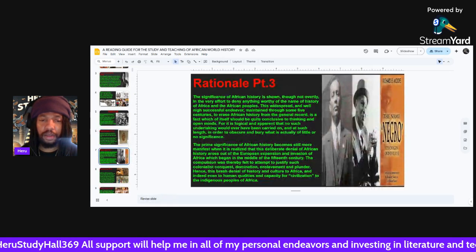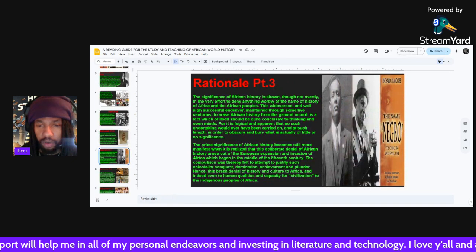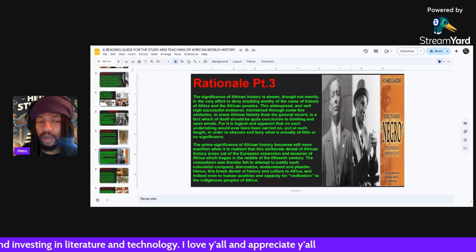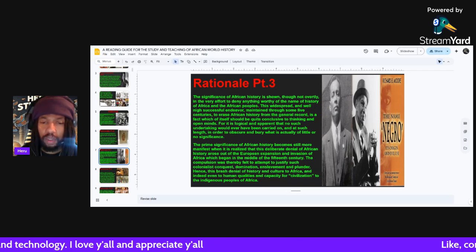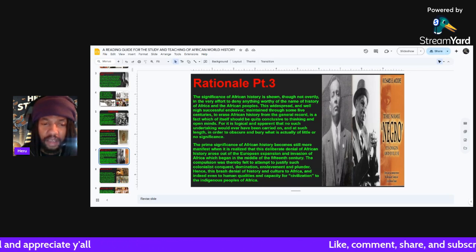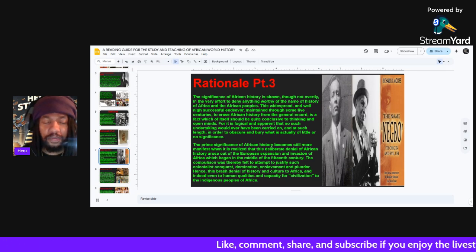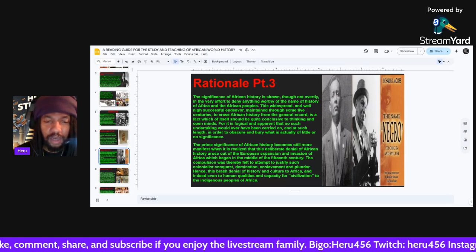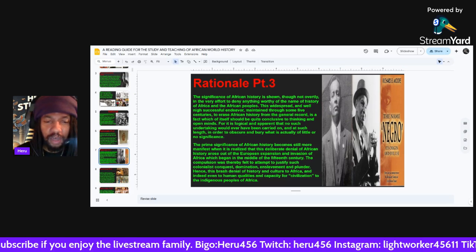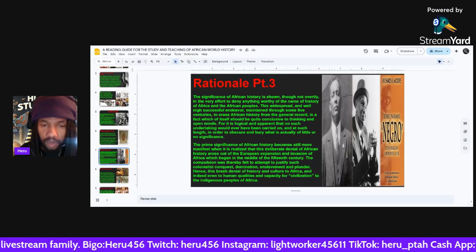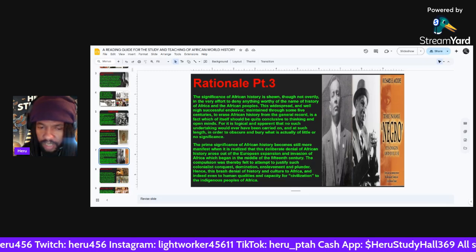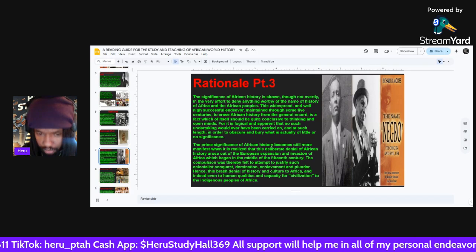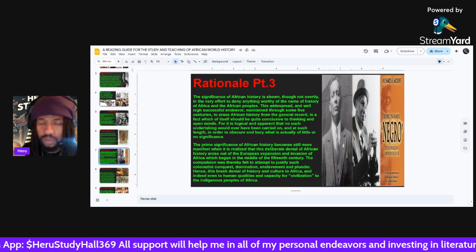Rationale, part three, right? The significance of African history is shown, though not overtly, in the very effort to deny anything worthy of the name of history to Africa and the African peoples. This widespread and well nigh successful endeavor, maintained through some 5 centuries, to erase African history from the general record, is a fact which of itself should be quite conclusive to thinking and open minds. For it is logical and apparent that no such undertaking would ever have been carried on at such length in order to obscure and bury what is actually of little or no significance.